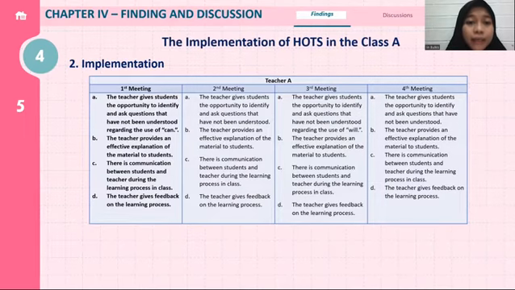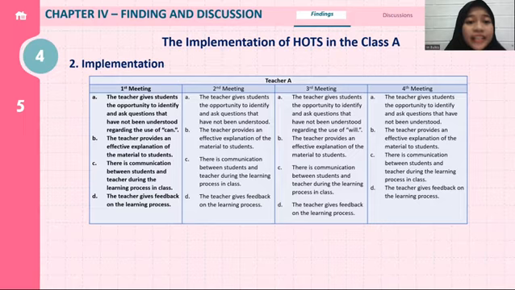Next, the implementation of HOTS in class A. Based on the table on the screen, the teacher of class A has implemented HOTS very well in the ELT process. It's proven that the teacher applies all 4 skills, namely critical thinking, collaboration, communication, and creativity. The material activities carried out related to critical thinking skills, namely the teacher provided opportunities for students to identify and ask if there's material they don't understand.